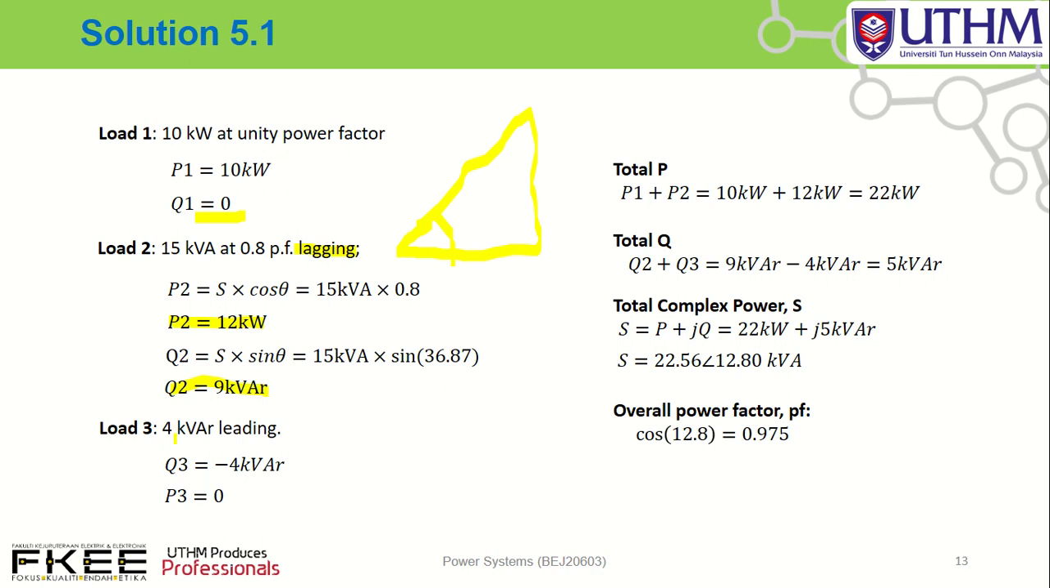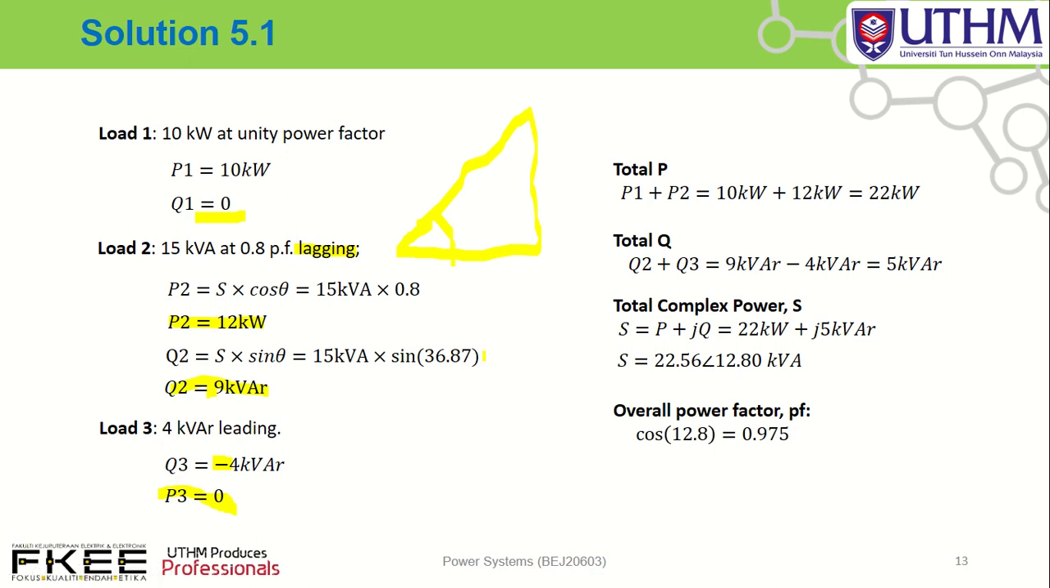Okay, for load number 3, we have 4 kilovolt ampere reactive, leading. This is a purely capacitive load. We don't have a resistor, so leading means Q3, the reactive power, is negative. Lagging is positive because of an inductive load. Leading, due to the capacitive load, we need to put a negative sign on Q. We don't have real power, so P3 equals 0.